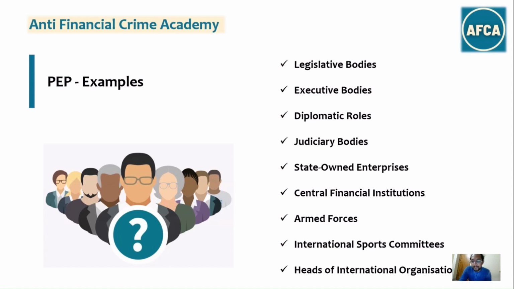And heads, or any person who is holding a very important role in international sports committees, right? So in ICC, BCCI, the heads of these institutions are also considered politically exposed persons, because all these people are sitting in a top level position in a public office. And finally you have heads of international organizations, for example, the United Nations, European Union, World Health Organization. So basically the top officials, the presidents, the heads of these institutions are also considered politically exposed persons, right?